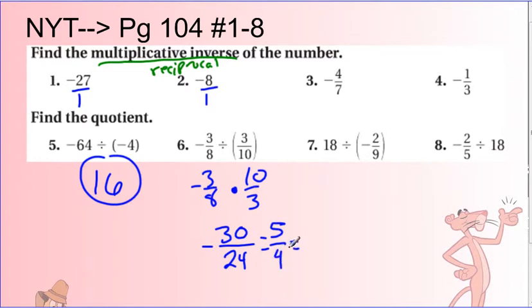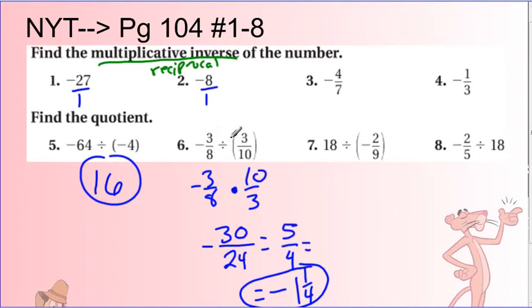And now 4 goes into 5 one time, remainder of 1, and I do not want to lose track of my negative that should be there because the signs are different. The answer should be a negative. So let me see, can I move him? Not really. So let's erase him. Put him down here. Negative 1 and 1/4. It is a negative, folks, because the signs are different. The answer is negative.